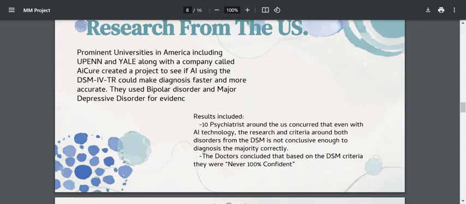The research. Prominent universities in America include the University of Pennsylvania and Yale, along with a company called AiCure, which is run by neuroscientists, created a project to see if AI using the DSM-5-TR could make diagnoses faster and more accurate. They used bipolar disorder and major depressive disorder for evidence. The results included 10 psychiatrists around the U.S. concurred that even with AI technology, the research and criteria around both disorders from the DSM is not conclusive enough to diagnose the majority correctly.